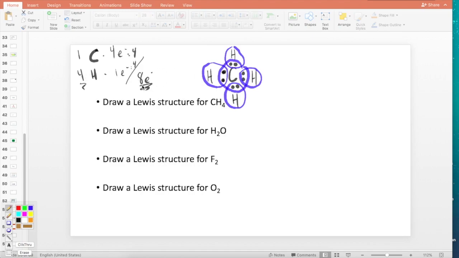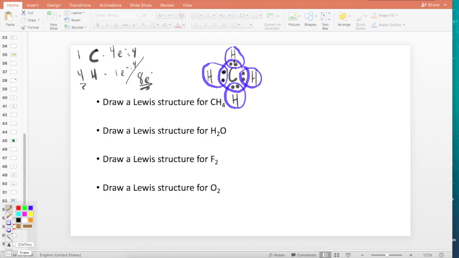I only had 8 valence electrons available to me. Carbon brought 4. Each hydrogen brought 1 for a total of 4. That's a total of 8 valence electrons. I've only used that number. When you draw Lewis structures, you're always asking yourself these questions. You're always checking your work. Is everybody stable and happy? Have they received the number they want? Carbon wants 8, each hydrogen wants 2. And have I used the appropriate number of valence electrons I actually had available to me?